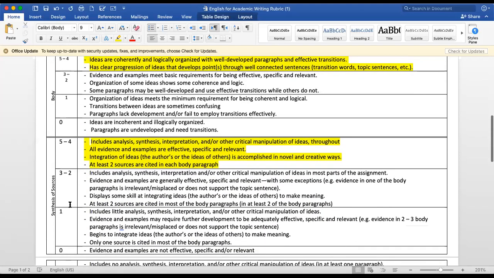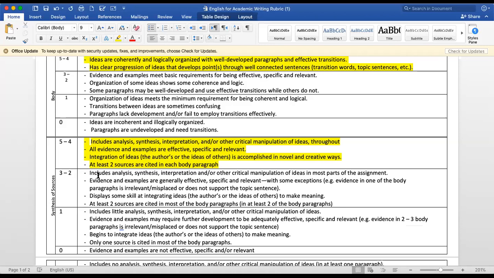Okay? Then the synthesis. So those of you who wouldn't do synthesis at all, you will lose 5 marks because it's there in the rubric. So I cannot give you these grades if there is no synthesis. How can we get a high grade in synthesis? Let's see. To include analysis, synthesis, interpretation, and or other critical manipulation of ideas throughout. So if you decide to just take quotations, can I give you the mark for the synthesis? Of course not, because in order to do analysis, you have to paraphrase, you have to comment on the information you are getting from the sources.